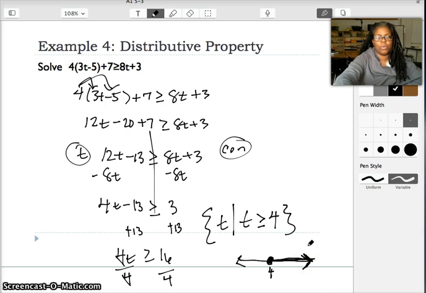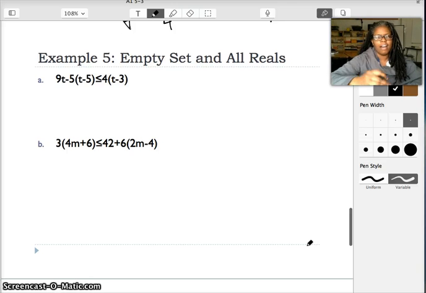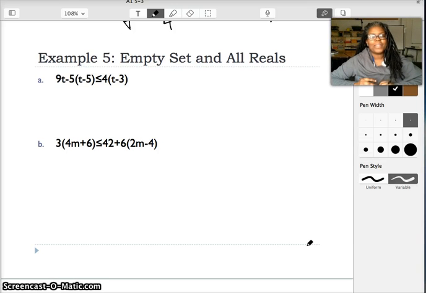All right, I think we have one more example to go, but of course it has 2 parts. Example 5: empty set and all reals. So yes, we can get situations with that weird finding where we have sometimes the empty set or all reals as a solution, and both of these will illustrate that. Each of these will illustrate one of the situations. Let's check out which one.